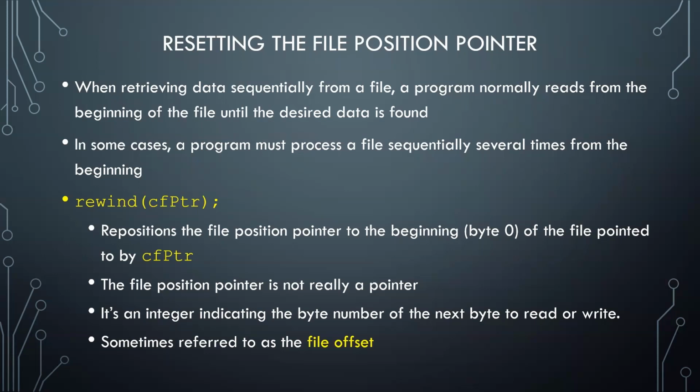We have a command called rewind(cfPtr). cfPtr is going to be our file pointer. That's going to reposition that file pointer back to the beginning, at byte 0 of the file pointed to. The file position pointer is not really a pointer in what we've talked about before. It's an indicator of the byte number of where we are, either the location where we are or where maybe we need to go next. And we call this a file offset.